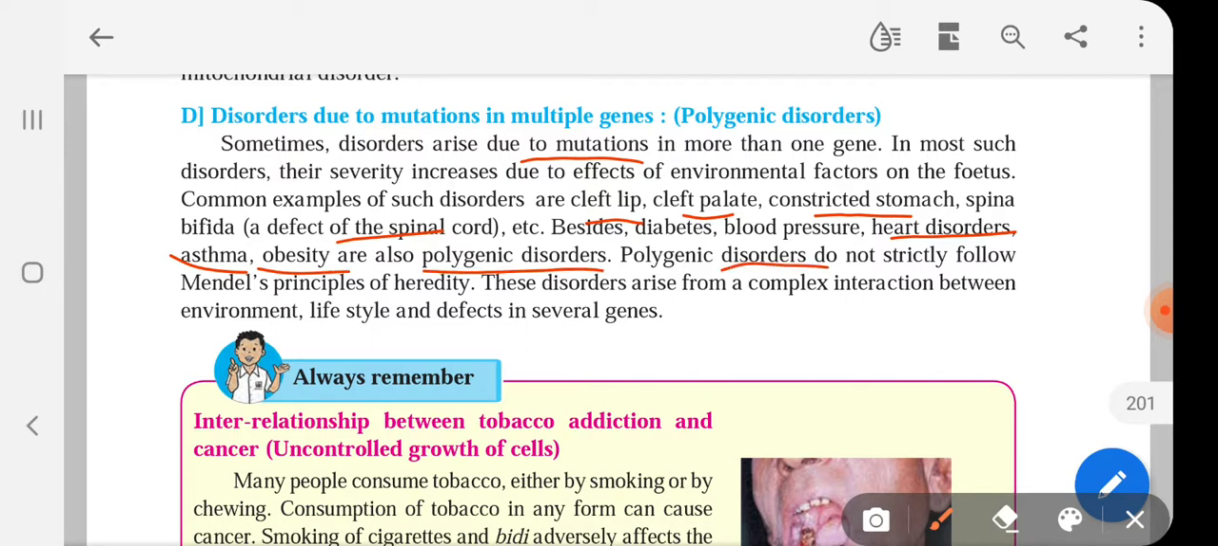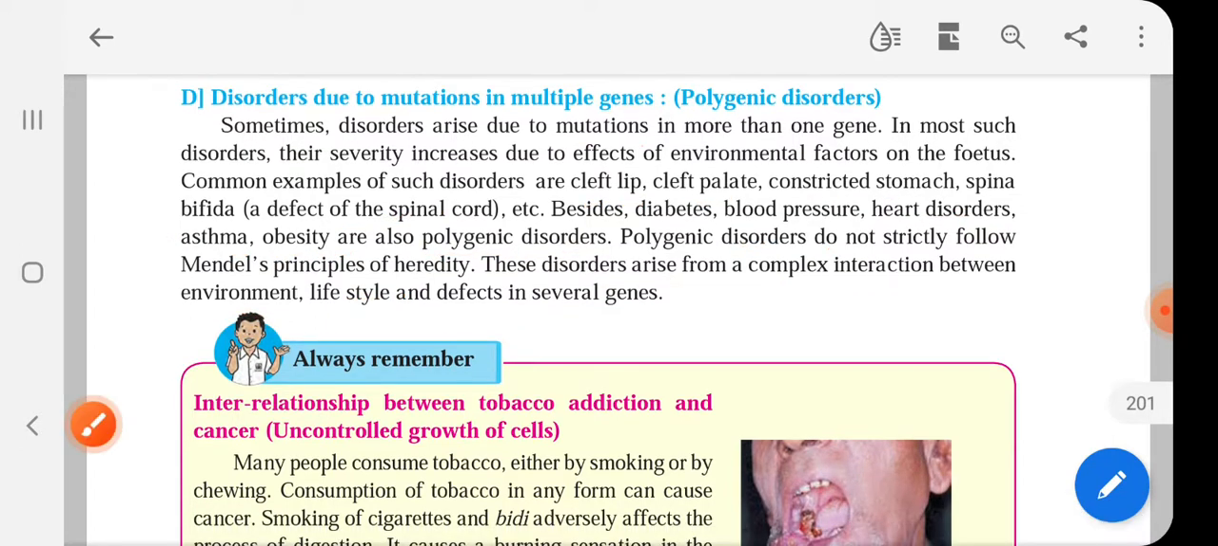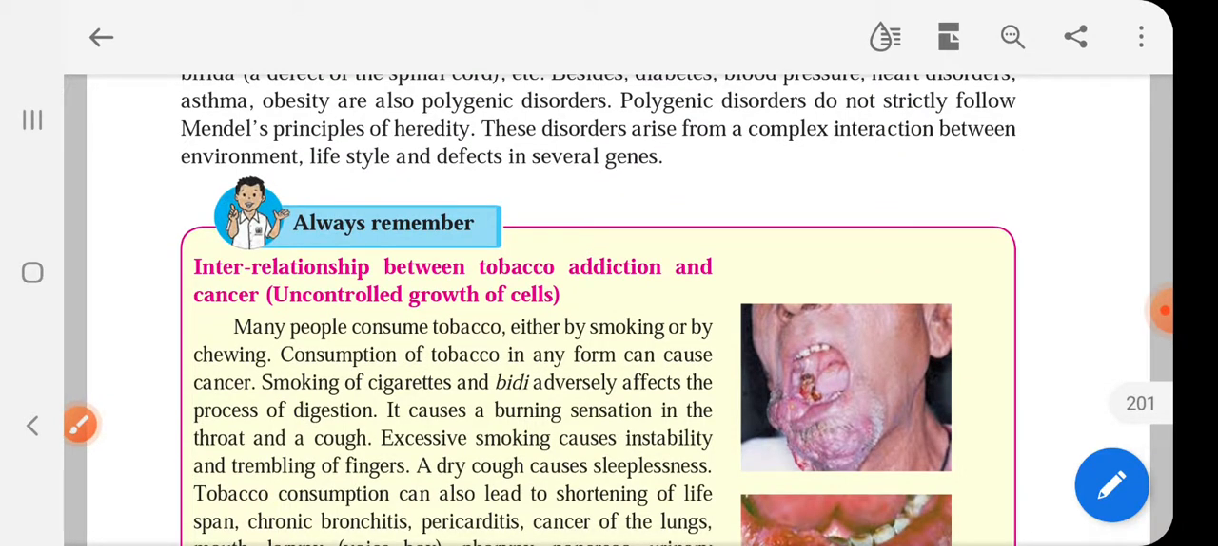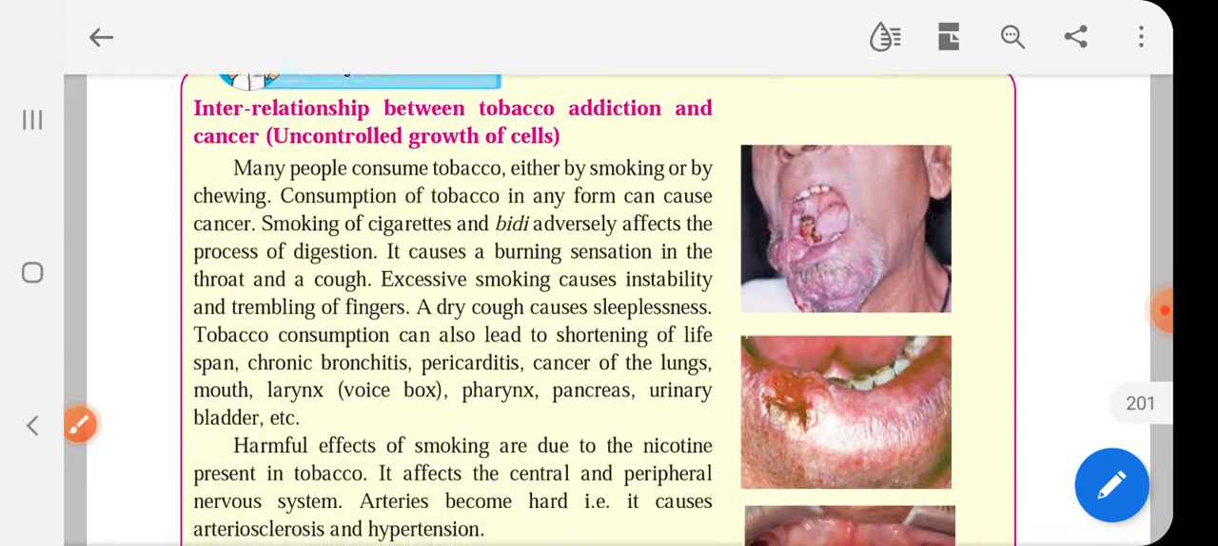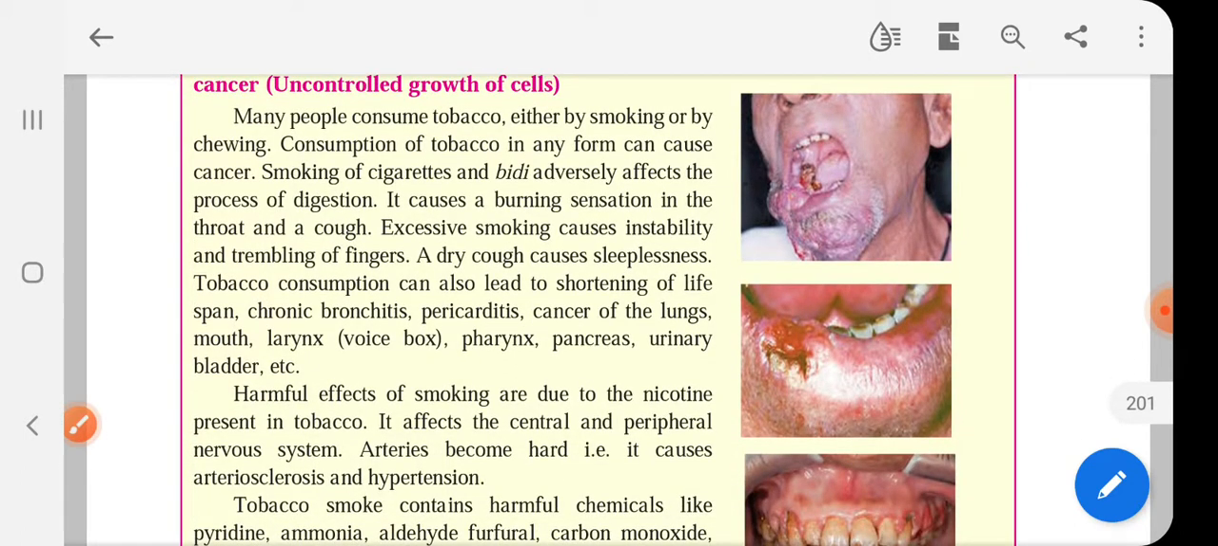Polygenic disorders do not strictly follow Mendel's principles of heredity. These disorders arise from a complex interaction between the environment, lifestyle, and defects in several genes. So these are the disorders of multiple genes called polygenic disorders. Now you can see here some pictures of people who have the addiction of tobacco, okay, and that leads to cancer, a very dreadful disease due to uncontrolled growth of cells.